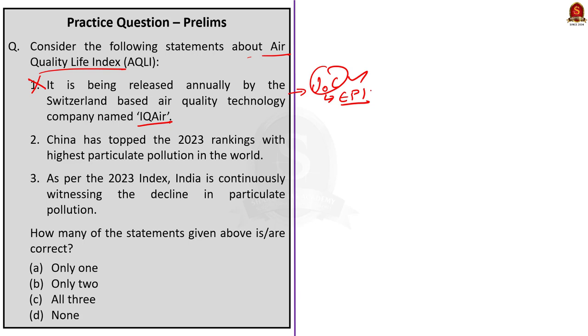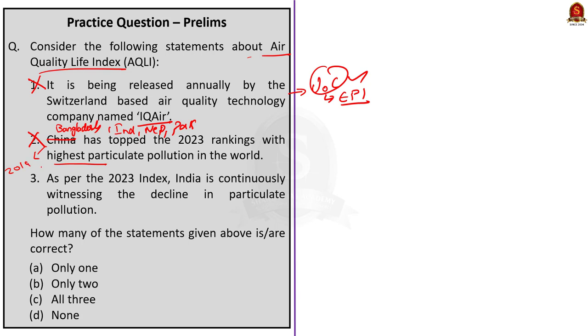Moving on to the second statement, China has topped the 2023 ranking with highest particulate pollution in the world. This statement is incorrect. As we saw in the discussion, Bangladesh has topped the ranking with the highest PM2.5 pollution. Bangladesh is followed by India. Nepal is in the 3rd place and Pakistan is in the 4th place. China is performing actually well due to the steps it started taking in the 2014 period. So, statement 2 here is incorrect.